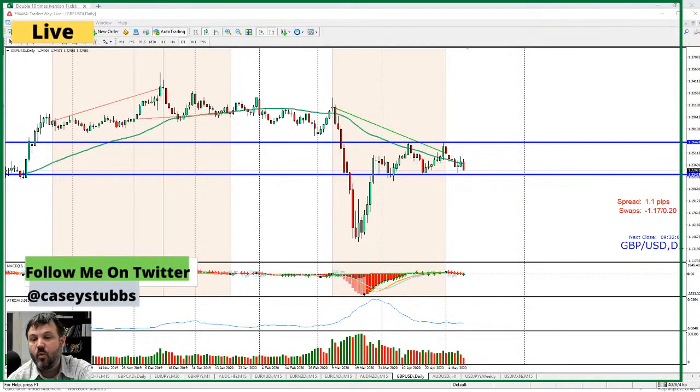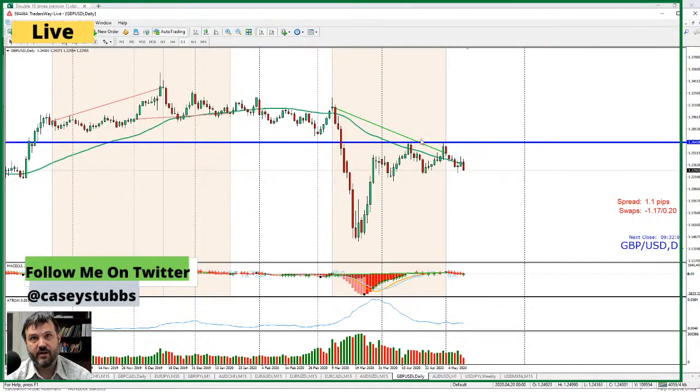Okay, so what I've done here is I've added a couple things to what I normally use. I normally use this MACD and the 50-period moving average. And so what I want to really identify here is these two. So let me just clear off the chart right now.